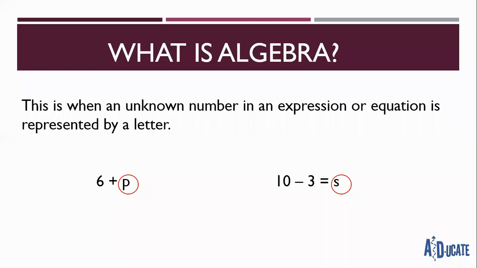Algebra is when there's an unknown number in an expression or an equation, and because we don't know it, it is represented by a letter, any letter of the alphabet. For example, 6 plus P. P is a number we do not know, and that is an expression. In an equation, 10 minus 3 equals S. S is an unknown number.